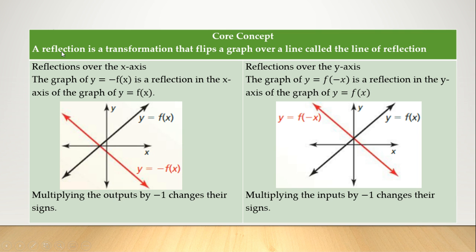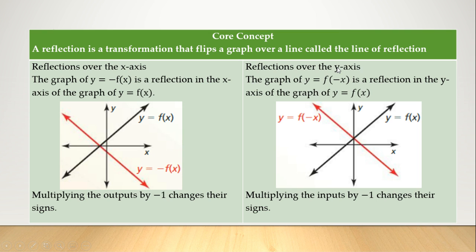Next, let's talk about reflections. Reflections is basically flipping over a line. We are either going to reflect it across the x-axis, as you see here. You'll notice it's kind of a mirror image as we cross the x-axis. And that's going to look like y equals negative f of x. We're taking our outputs, f of x, and changing their sign.